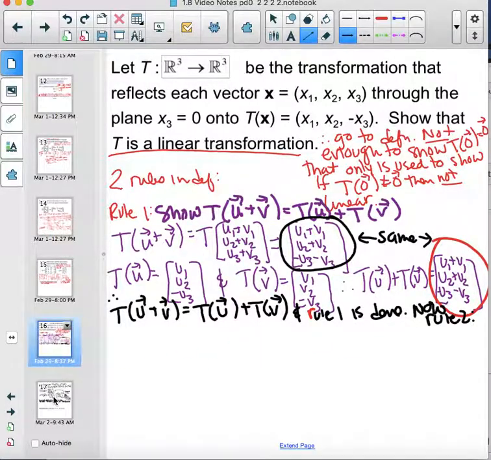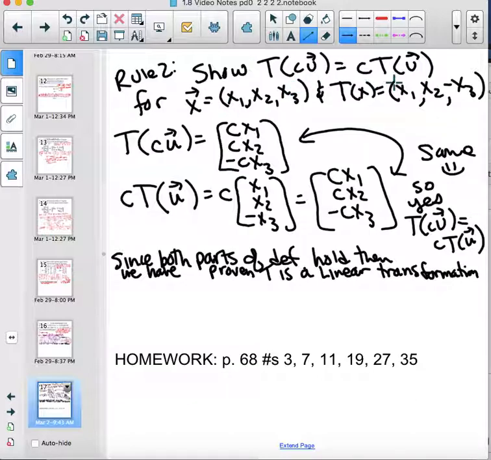Now let's look at rule 2, scalar multiple rule. So here's my input, here's my output. What's T of CU? So here's CU. We should have said U1, U2, U3, but okay. Pretend like that says U1, U2, U3. And then CTU, again, pretend like this says U1, U2, negative U3. But anyway, you would get the exact same thing. So both parts of the definition hold true. T is a linear transformation.